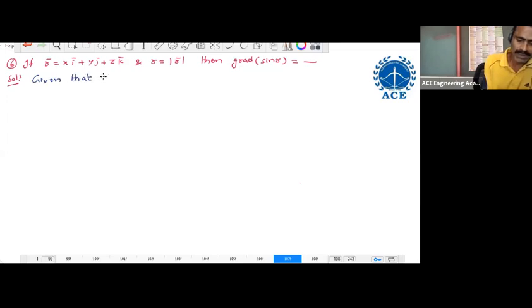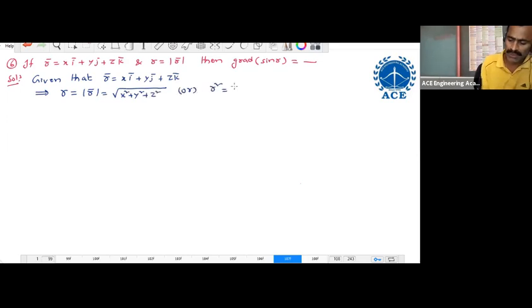given that r bar equal to x i bar plus y j bar plus z k bar, the position vector of any point in space, which implies its length or magnitude r equal to modulus of r bar equal to under root of x square plus y square plus z square. It is also the same as r square equal to x square plus y square plus z square.